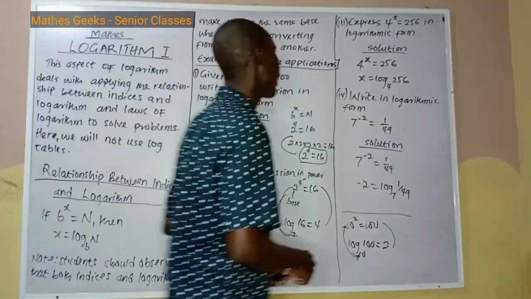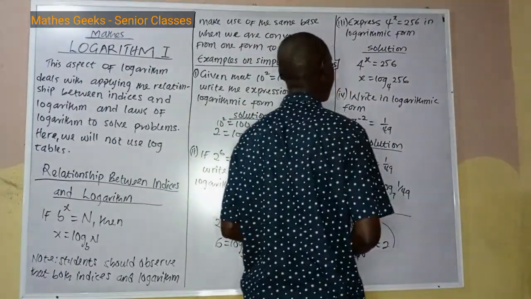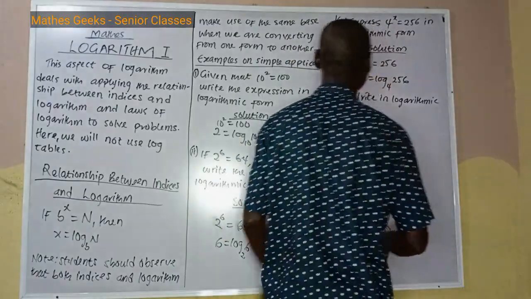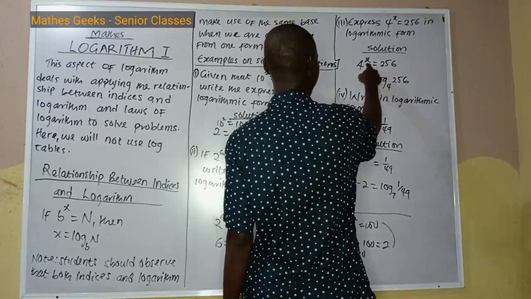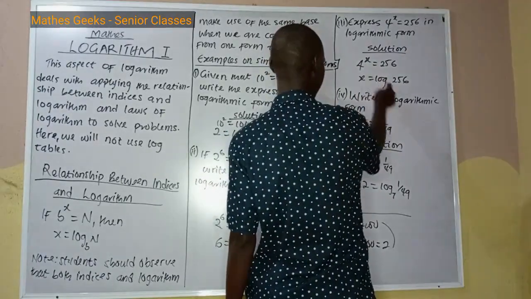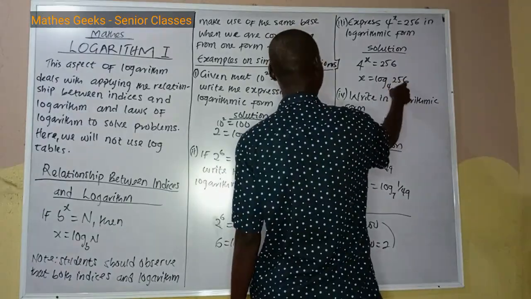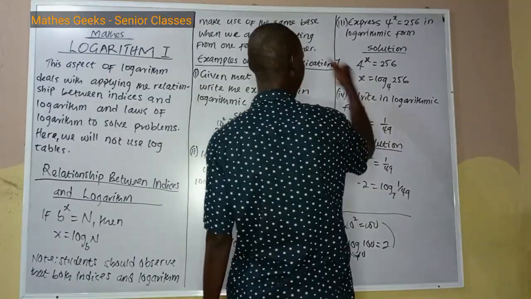Now, number 3, express 4 raised to the power x equal to 256 in logarithmic form. So 4 raised to the power x equal to 256. So x, which is the power, becomes our result, equal to log to the base 4 of 256. So logarithm of 256 to the base 4 is equal to x.